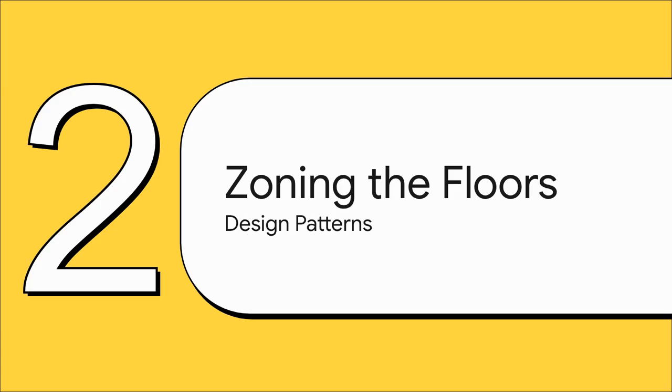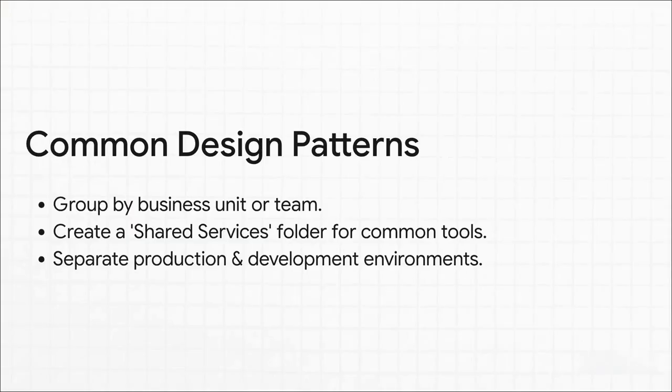Well, this is where some proven architectural design patterns come into play. There are a few tried and true ways to do this. The most common is just grouping by your business teams. So you give engineering their own folder, marketing theirs, and so on. It's also super powerful to create a shared services folder for all the common stuff, like networking or logging tools. And this is a big one. You have to separate your production and development environments. That one move can prevent a single developer's mistake from accidentally taking down your entire business.